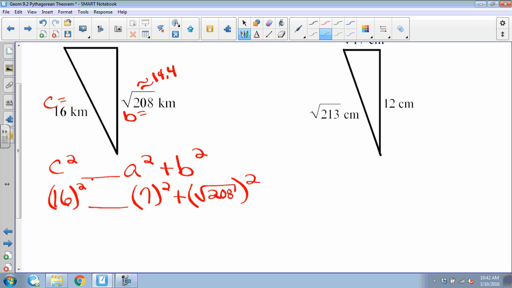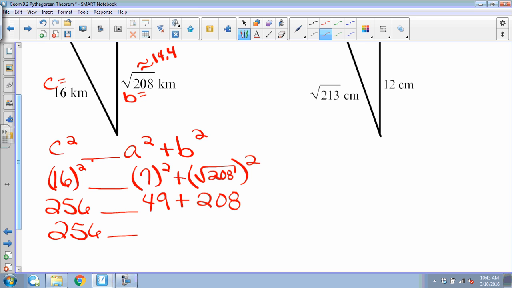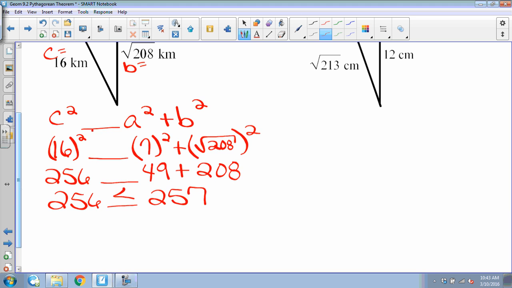Now, 16 squared is 256. So 256 is what to 49 plus, what's the square root of 208 squared? 208. Very good. 49 plus 208 is 257. So compare. 256 is what to 257? Less than. Therefore, remember my symbol for therefore? Well, it's not mine, I didn't make that up. Therefore, it's an acute triangle.